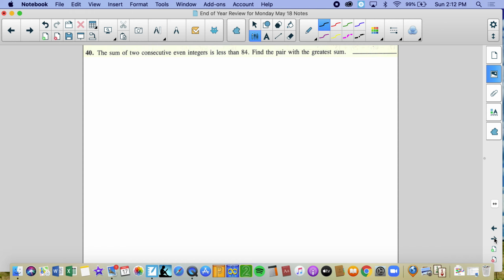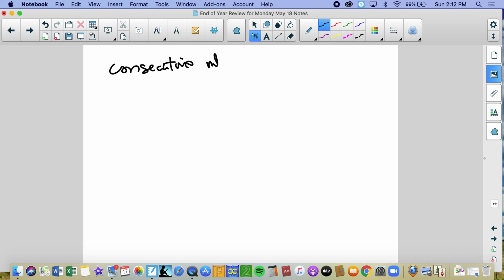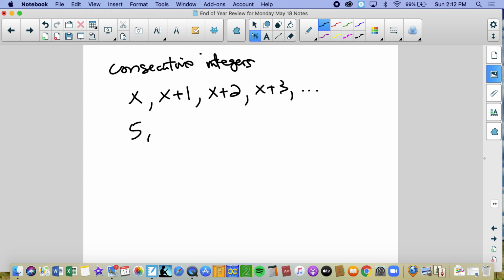And the last one, my favorite. I love these word problems where we talk about consecutive even integers. So when we talk about consecutive integers, consecutive integers are x, x plus 1, x plus 2, x plus 3, and so on. So if x was 5, if I did 5 plus 1, I'd get 6, 5 plus 2 is 7, 5 plus 3 is 8, and so on. So that will give me consecutive integers.